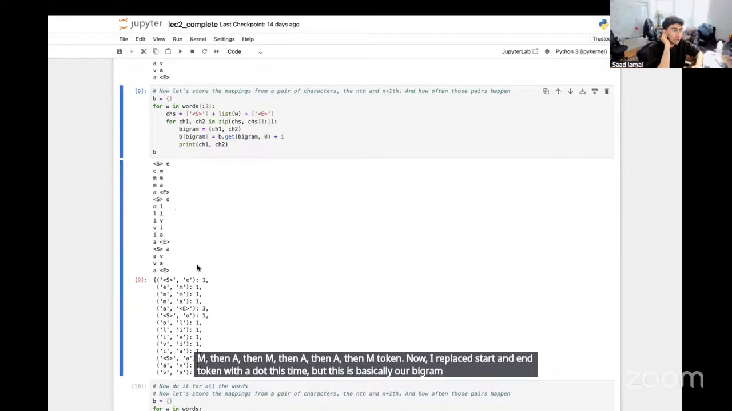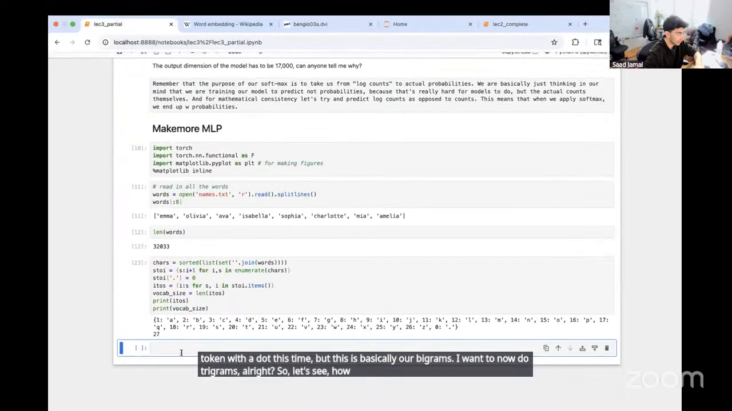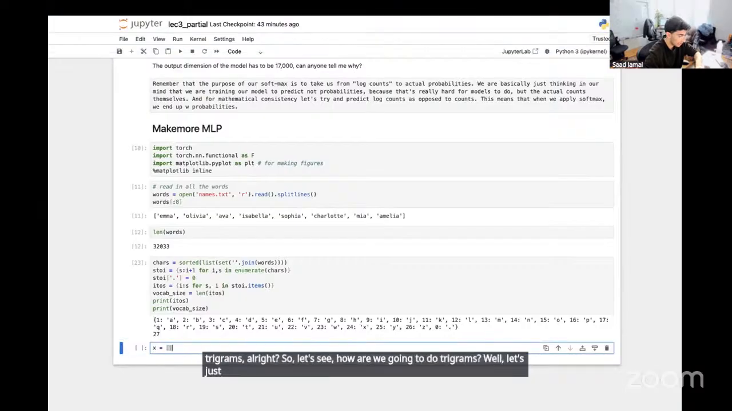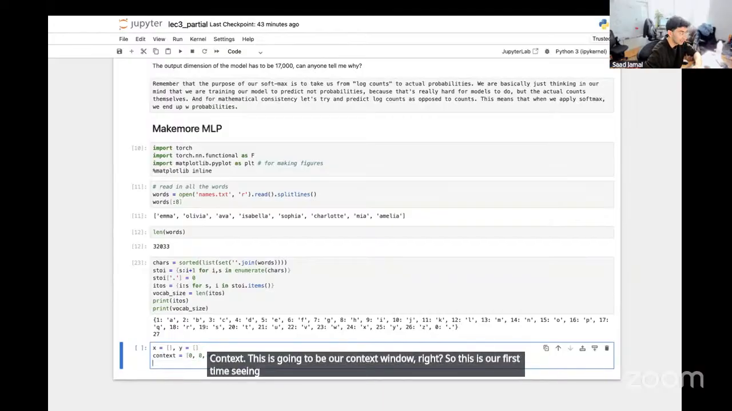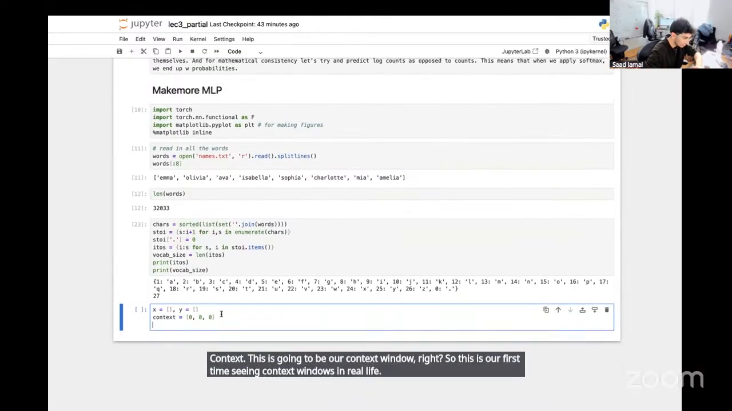I want to now do trigrams, all right? So let's see, how are we going to do trigrams? Well, let's say that our trigram has 3 input characters, and it's going to have 1 output. That's our X and our Y. This is going to be our context window, right? So this is our first time seeing context windows in real life. Previously our context window was just 1 character. Now it's going to be 3.